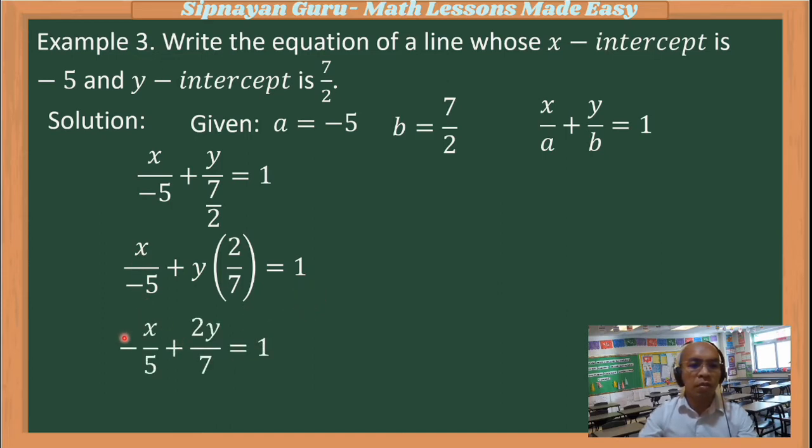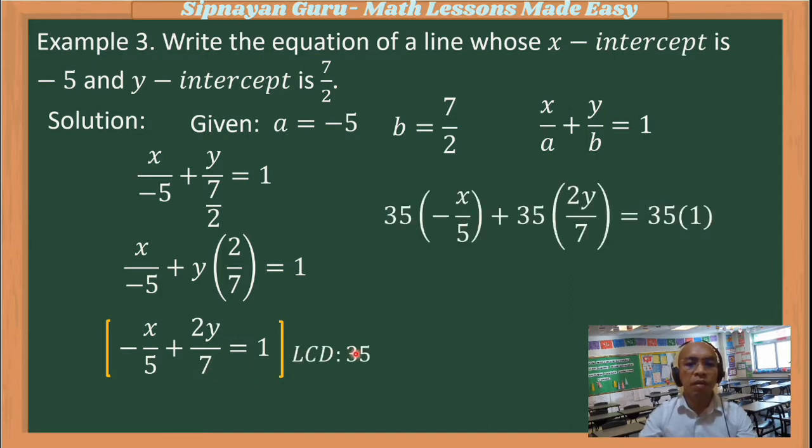So positive divided by negative is negative. So negative x over 5 plus 2 times y is 2y over 7 times 1, which is 7, is equal to 1. Multiply the LCD. The LCD is 5 times 7, 35. So multiply each term by 35. Simplify. 35 and 5, the common factor is 5. So 35 divided by 5, so this is 7. 35 divided by 7 is 5. Then multiply. 7 times negative x is negative 7x plus 5 times 2y is 10y is equal to 35.